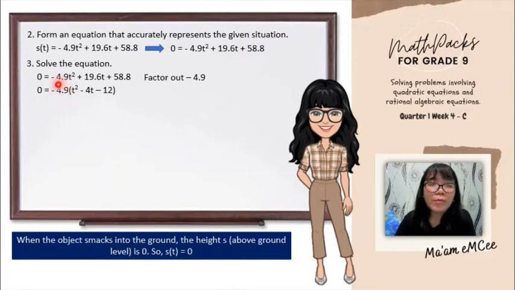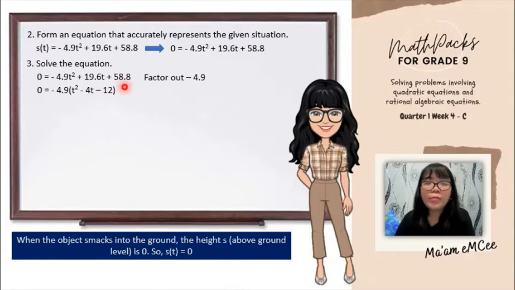So what will happen to negative 4.9t squared? We divide negative 4.9t squared by negative 4.9 and that will be equal to t squared. We divide 19.6t by negative 4.9 and that is equal to 4. But this is positive and this is negative. Positive divided by negative is negative. That is why we have here negative 4t, or minus 4t. And then we also have 58.8 divided by negative 4.9. Again, positive divided by negative, that is negative. That is why we have a minus sign here.